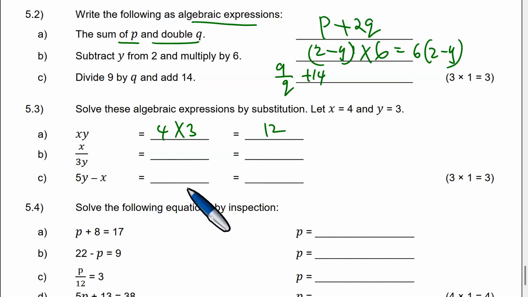Do 5.3 now. What is the answer? X is 4 over 3 times y. So 4 over 9. 4 over what? 4 over 9. And then now here you have 5. Nine. Y is 3. Y is what? Is 3. So what's the answer here? So, 11. Well done, 11.